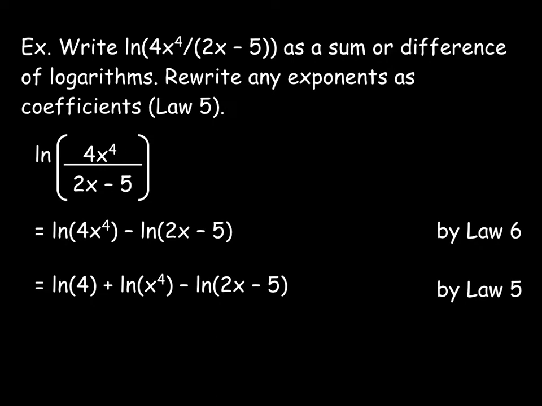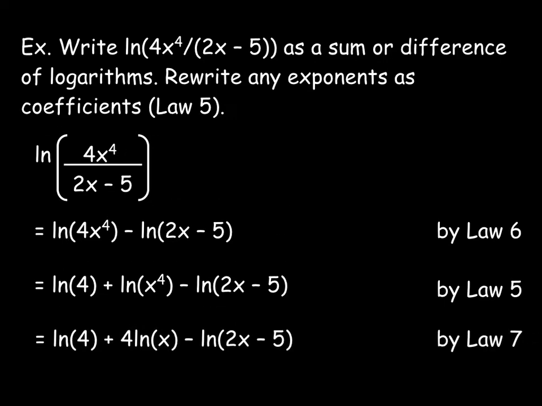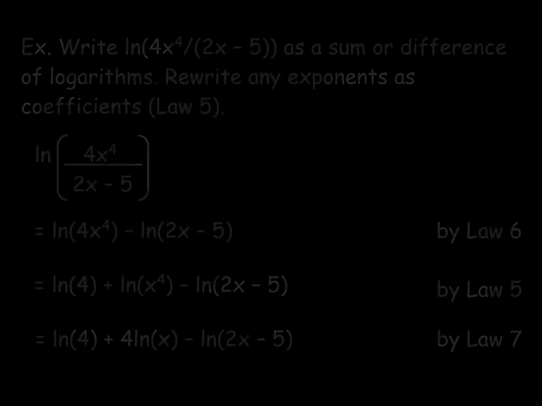Finally, we apply law number 7, rewriting the exponent on x to the fourth as a coefficient of the logarithm. The final answer is the natural log of 4 plus 4 times the natural log of x minus the natural log of 2x minus 5.